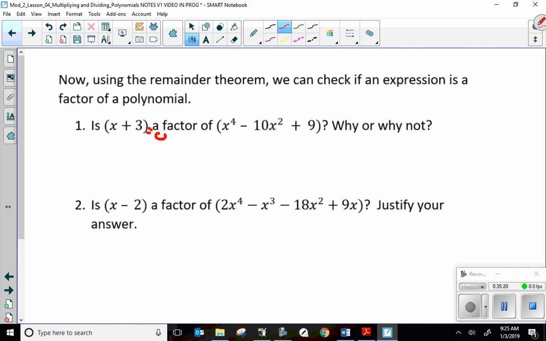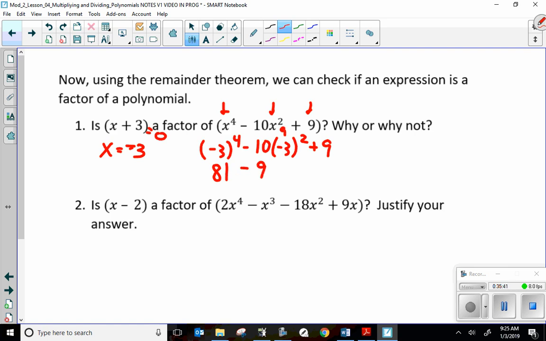Anyways, let's set this equal to 0. I would get x equal -3. I'm going to plug a -3 into each one of these. -3 to the power of 4 minus 10 times -3 squared plus 9. This is going to give me 81, minus 10 times a positive 9, which is minus 90, plus 9. Did I do that right? Yes. 81 and 9, if I combine them, give me 90. Minus 90 equals 0.